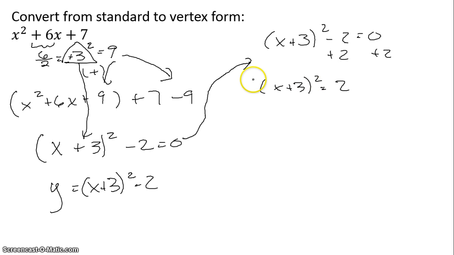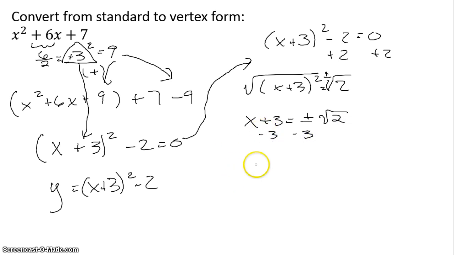To get rid of my squared term here, I square root both sides. Remembering that this is a plus or minus square root, so I have x plus 3 equals plus or minus square root of 2. And my last step would be to subtract 3 over. So if I were to solve for this, I'd get x equals negative 3 plus or minus the square root of 2. And you could check that by using the quadratic formula for this one as well.